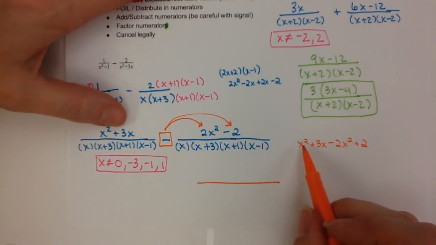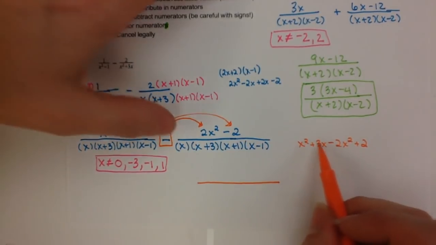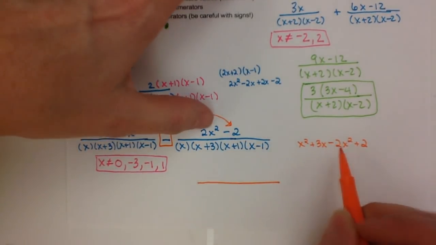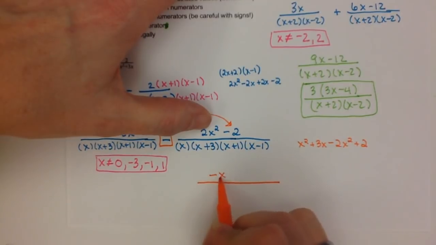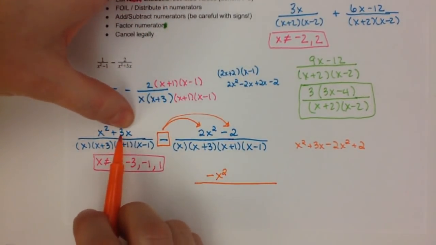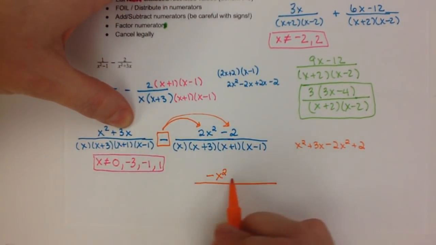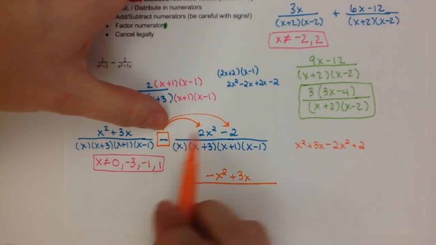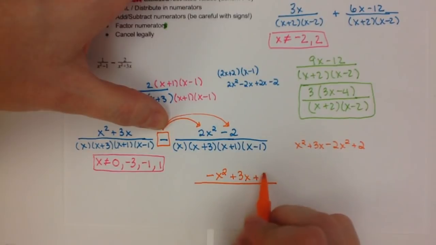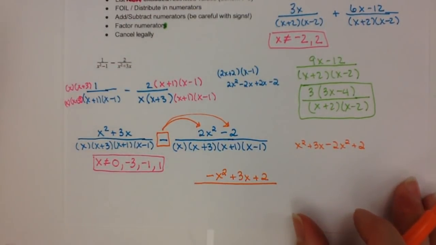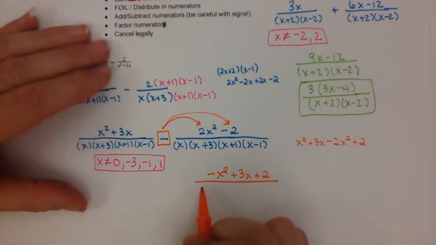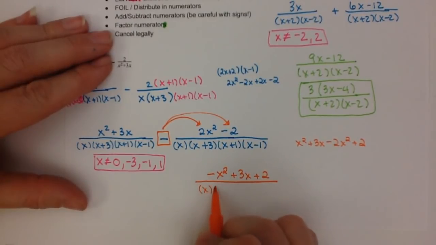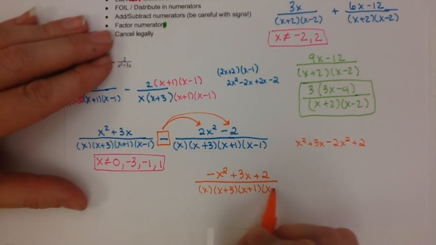So when I combine the numerator, I have x squared minus 2x squared, which gives me negative x squared. And then 3x doesn't have any like terms, so plus 3x. And then minus negative 2, which makes plus 2. And then the denominator is going to stay x times x plus 3 times x plus 1 times x minus 1.